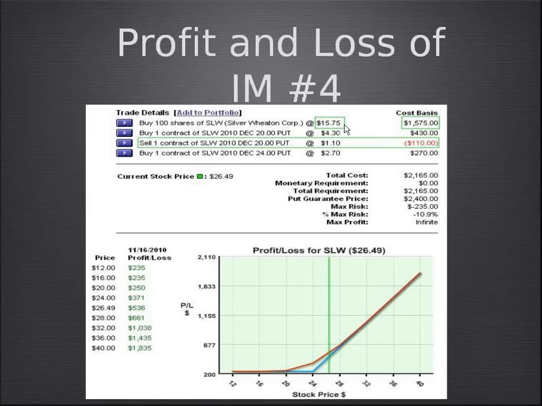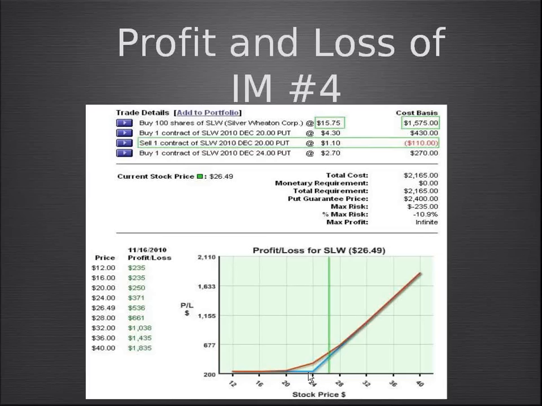We had lowered the stock cost basis down to $15.75. We had purchased our 20 strike put for $4.30, sold it for $1.10, because it still had time value remaining. It didn't drop to zero, and bought a new December put at a higher strike for $2.70. So this puts our maximum risk at negative 10.9%. You see down here, that's the worst case scenario.